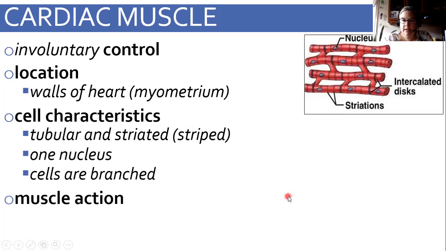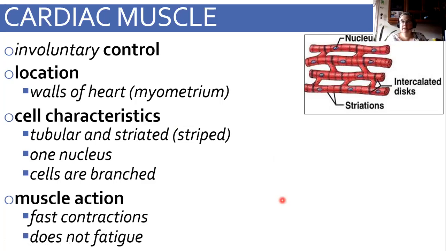Cells are branched, okay? So there's a branched function to them. The action: they're fast contractions and they don't fatigue. And that's important to us, they don't fatigue, because if they got tired, our heart would stop and then we would die. So these muscle cells can't fatigue.